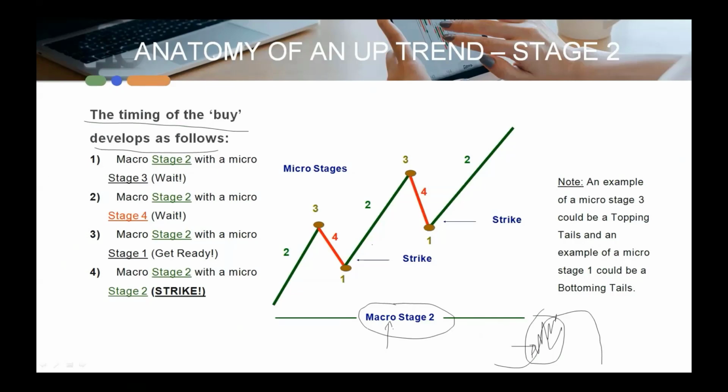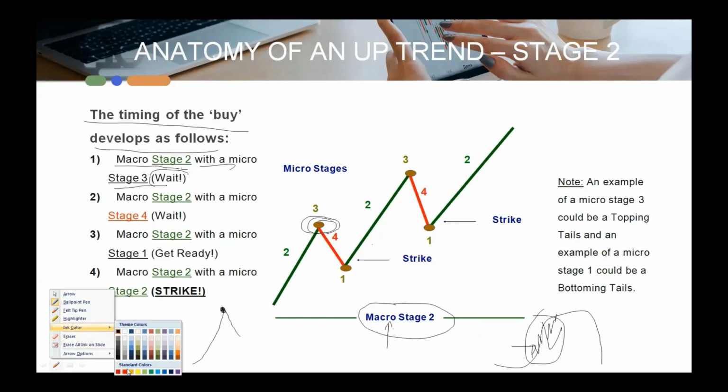So the timing of the buy develops as follows. We have a macro stage 2. However, we have a micro stage 3, which is basically where? The topping period. So macro is stage 2 uptrend. However, the small time frames are getting a little bit too high, and there's a higher probability for that to potentially correct. So we're waiting. I'll put that in red.